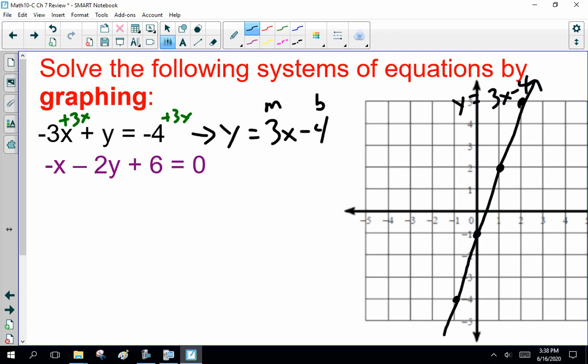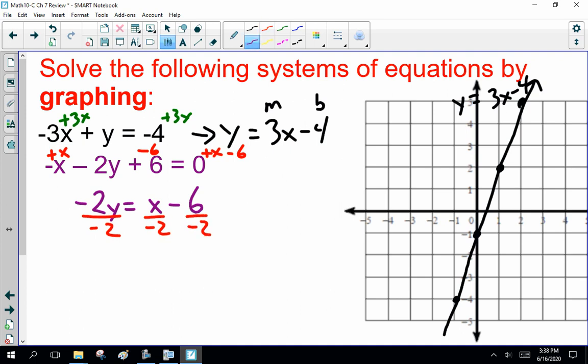Now the other equation, minus x minus 2y plus 6 is 0, we have to rearrange that so it's y equals. Now we did this back in chapter 6. This is the general form, something equals 0. So how do we get rid of minus x? Well, I'd add x to both sides. How do I get rid of plus 6? I'd subtract 6 from both sides. So now I'm down to minus 2y equals x minus 6. Now, the big question, how do I get rid of times minus 2? Well, divide everything by minus 2.